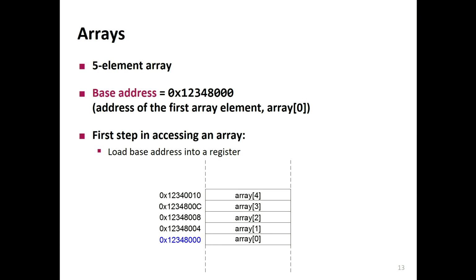Given that the addressing in memory is byte-based, this means that to access the next element, you need to increment the address by 4, okay? So the second element would be plus 4, the third element would be plus 8, the fourth element would be plus 12, which is C, and the fifth element would be plus 16, which is 1, 0. Okay, this is what you can see here.